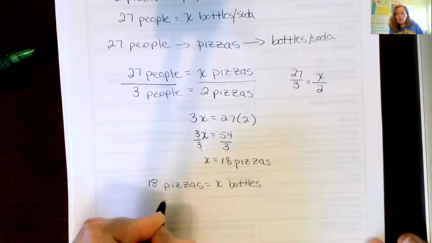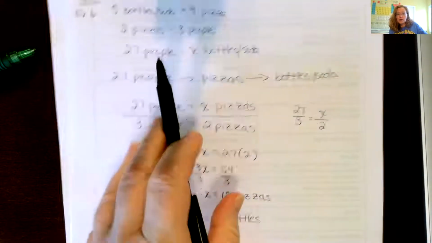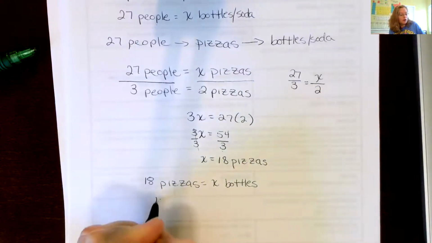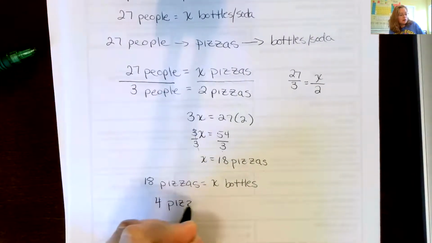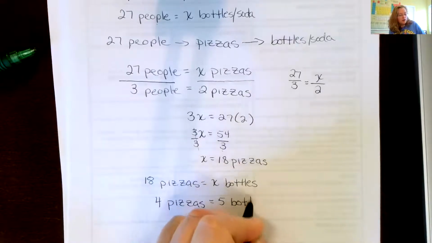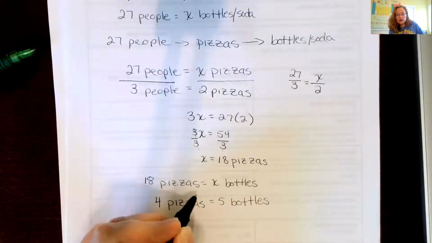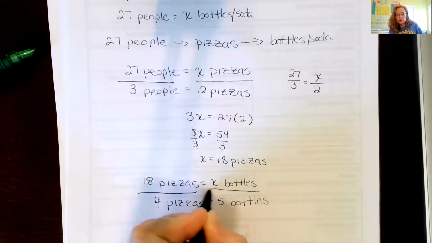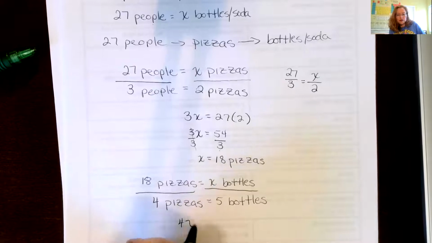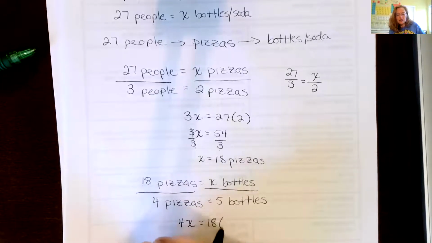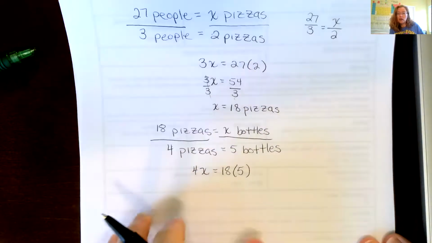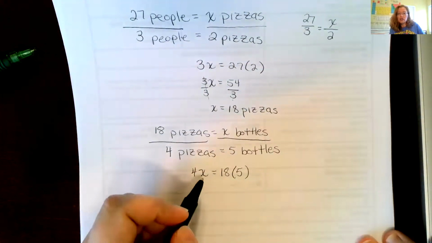I know from the problem, 4 pizzas was 5 bottles of soda. 4 pizzas is equal to 5 bottles of soda. Again, I can go boom and boom, then cross multiply. 4 times x is equal to 18 times 5. This is not going to come out to be a whole number. We're going to have to read the question again to get just the right answer.